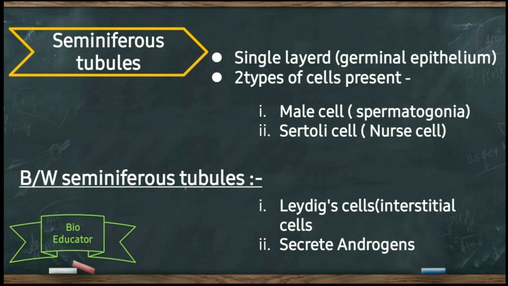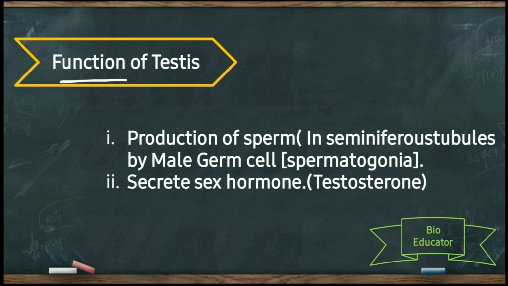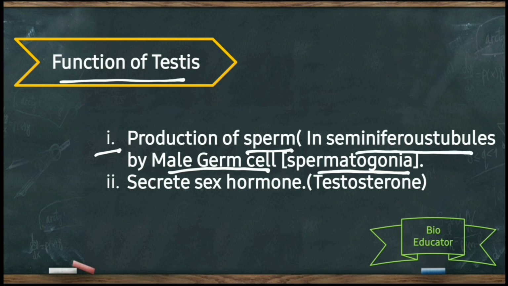Functions of testes. Number 1. Production of sperms. We have already discussed that male germ cells, known as spermatogonia, present inside the seminiferous tubules, help in the formation of spermatids. Number 2. Secrete sex hormone. The Leydig cells present outside the seminiferous tubules produce testosterone hormone, which further stimulates the production of sperms.